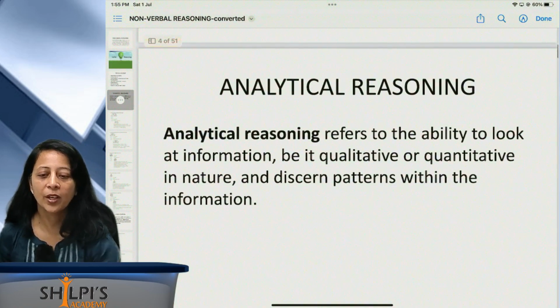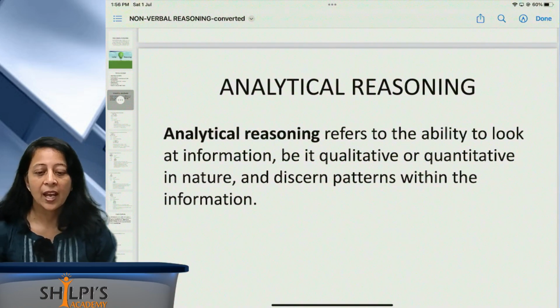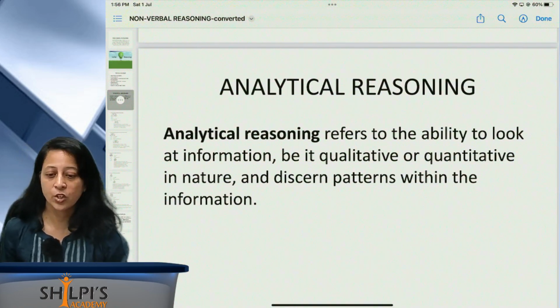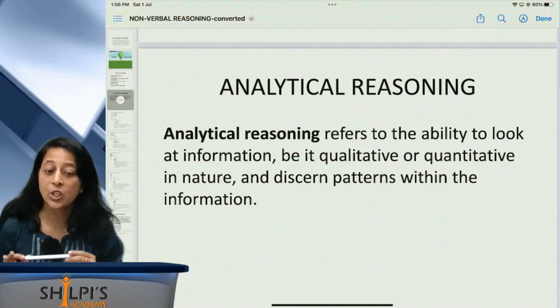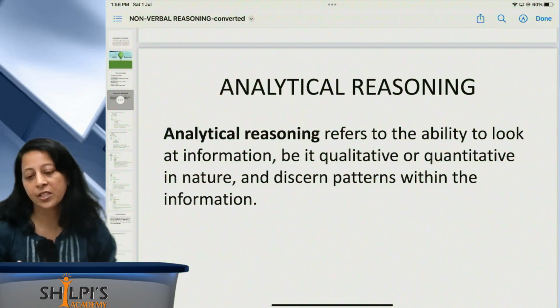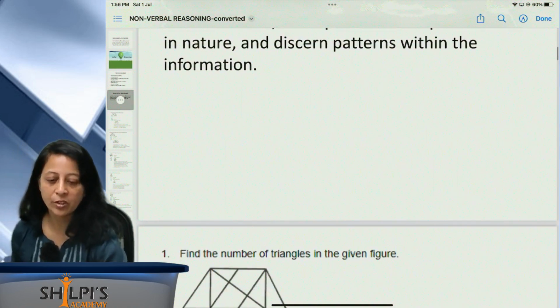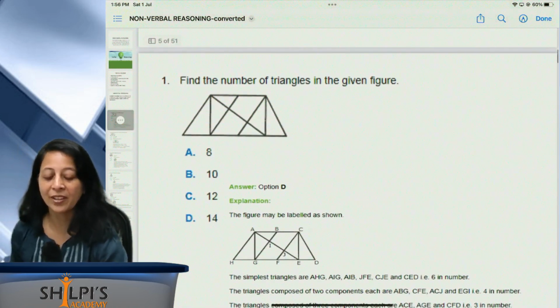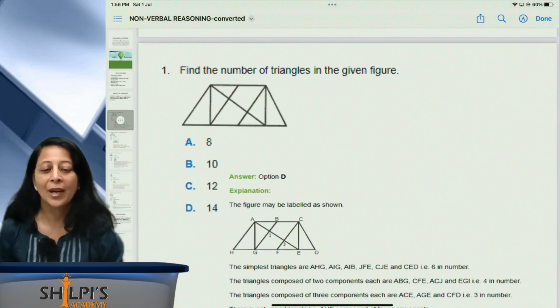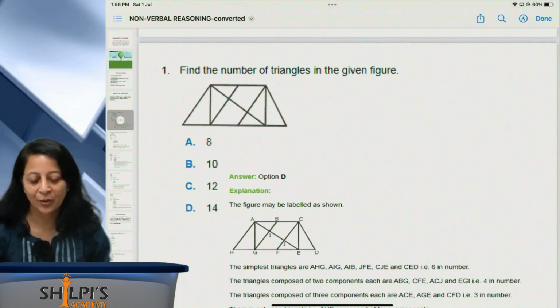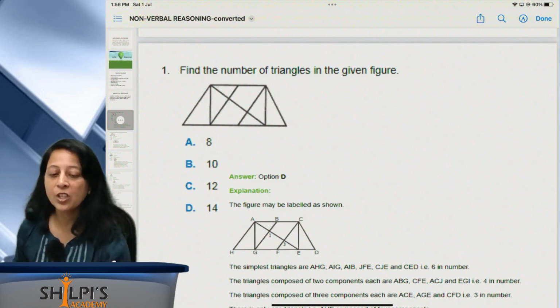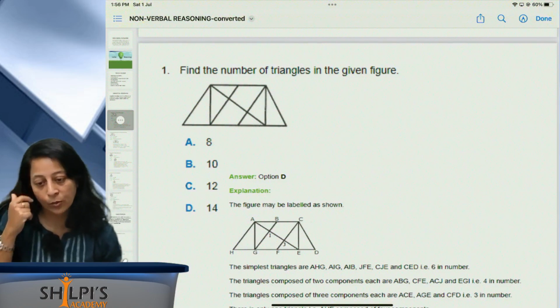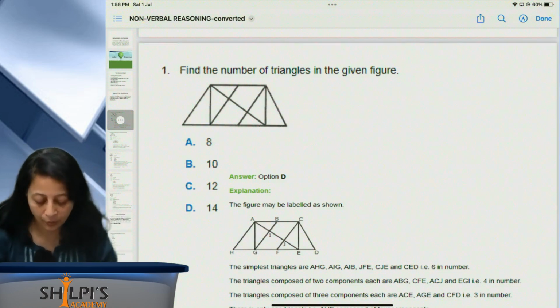Analytical reasoning. What do I mean by analytical reasoning? It refers to the ability to look at information, be it qualitative or quantitative in nature, and discern the patterns within the information. Here, this is a really interesting one. Find the number of triangles in the given figure. Try to draw upon the figure the number of triangles, students, so it will be made very easier for you.